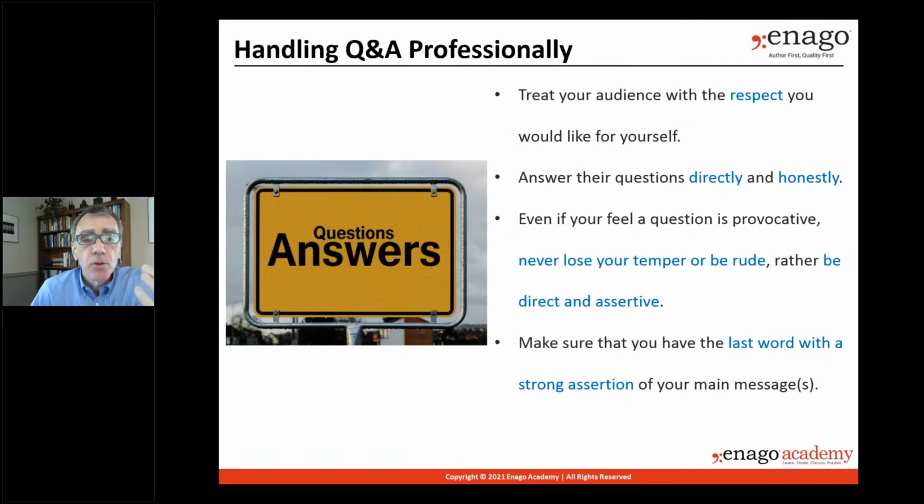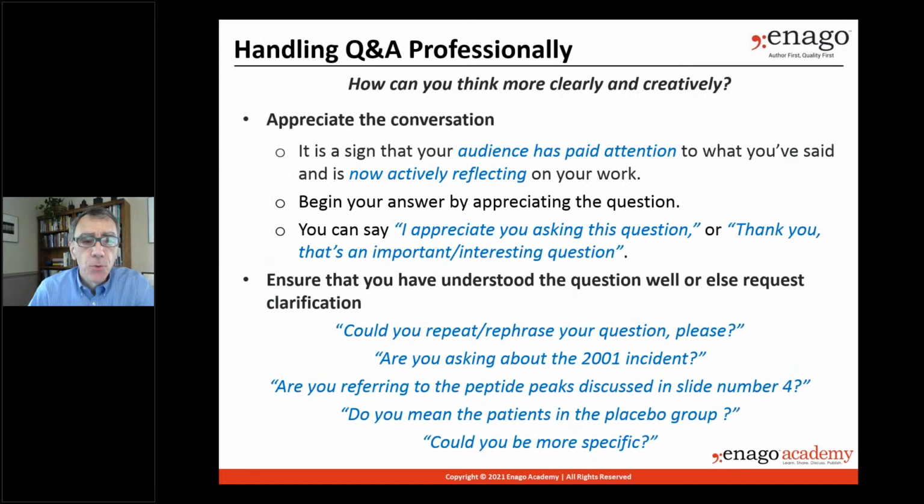Above all, treat the audience with respect and answer their questions directly and honestly. Try not to lose your temper. It won't do anybody any good, even if it's provocative or challenging. You're the presenter, you're in charge at the moment, and you do get to control the room to some extent. And try and leave the presentation on your own terms.